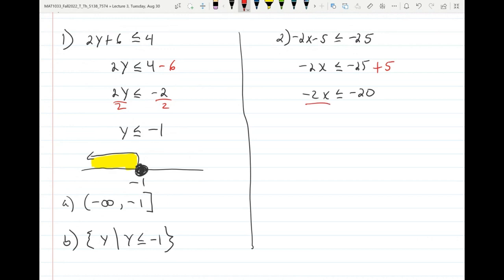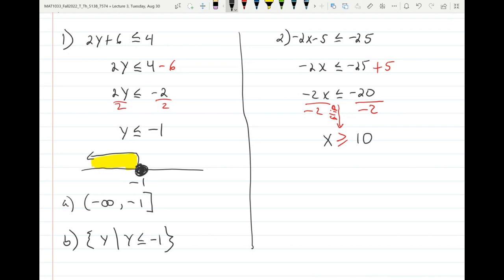So now what do we need to do to solve for x? We divide by -2. Now, -2 is negative, so what do we need to do? Flip the sign. Instead of less than or equal to, we need to write greater than or equal to. Just flip it. So you get that x is greater than or equal to, what's -20 divided by -2? It's +10.